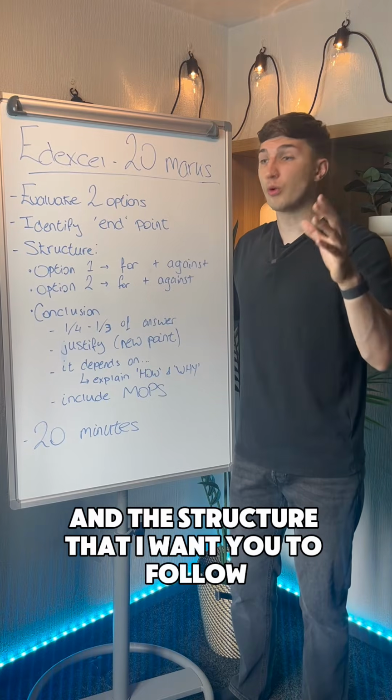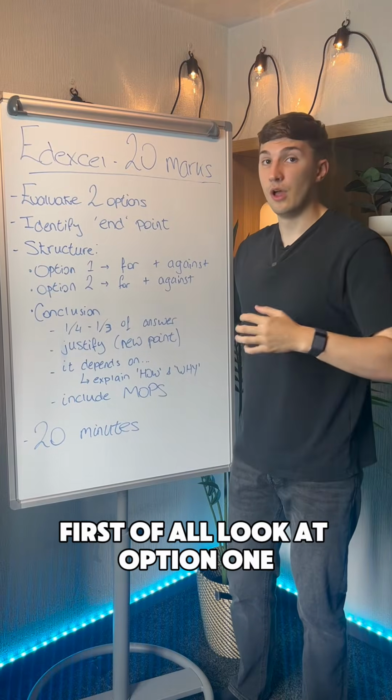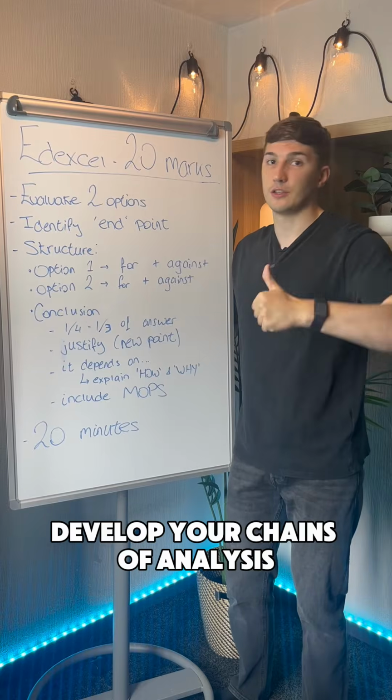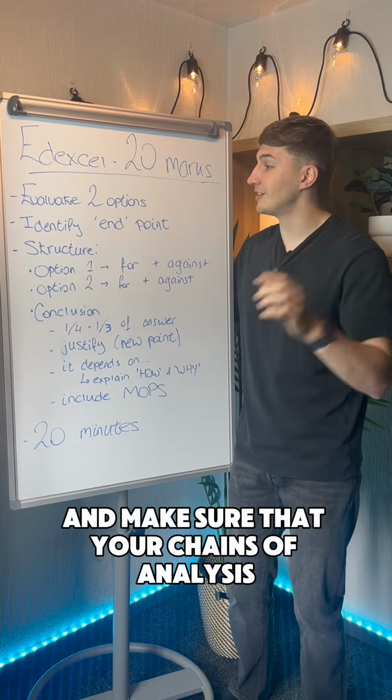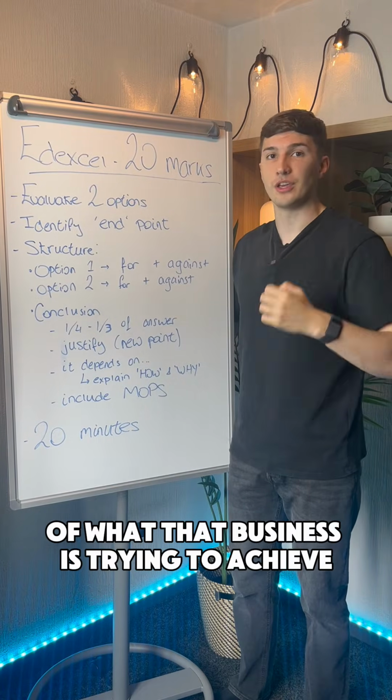And the structure that I want you to follow for these 20 markers is, first of all, look at option 1. So start developing a for argument, develop your chains of analysis, bring in application to support, and make sure that your chains of analysis ends on the endpoint of what that business is trying to achieve.